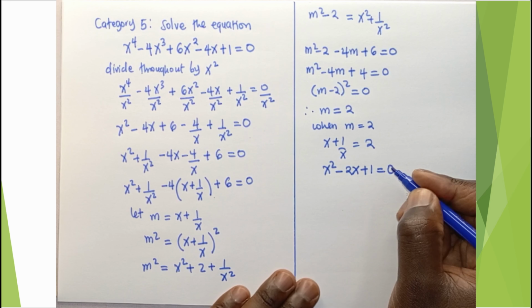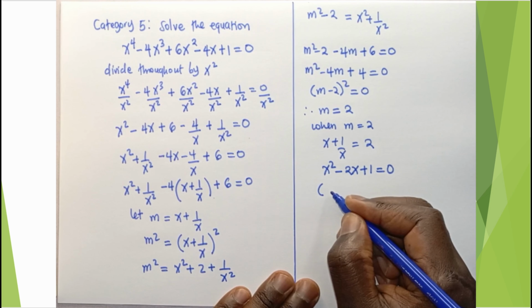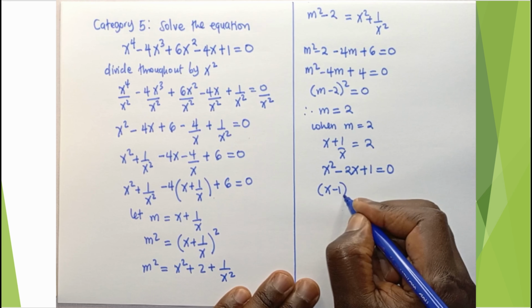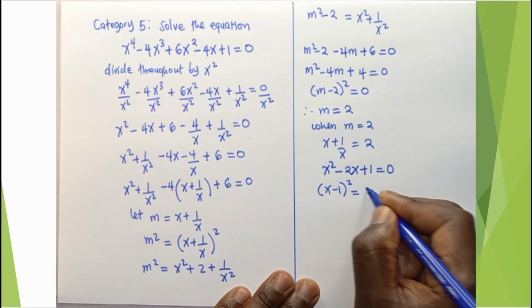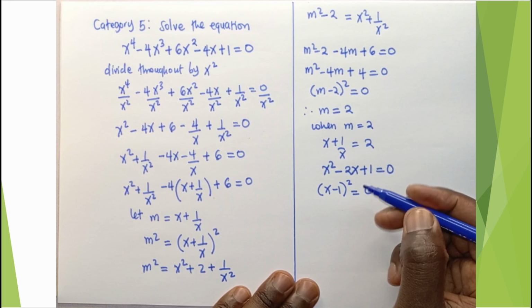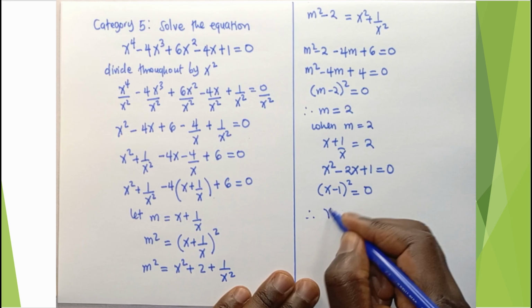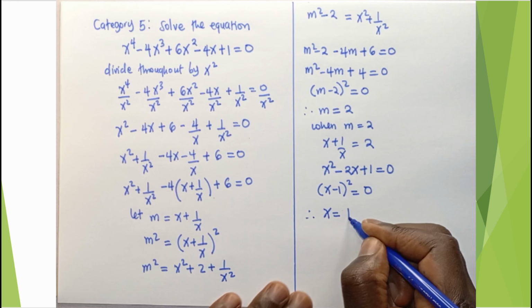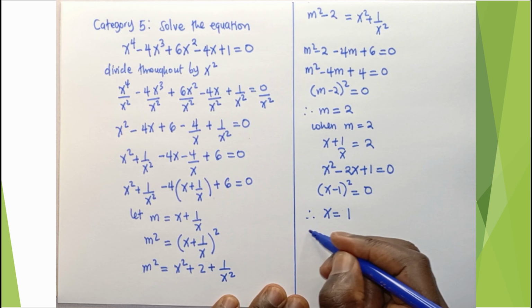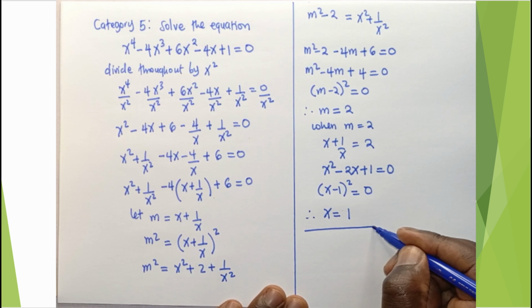So we have our quadratic equation. So we go ahead and solve it using factorization. So we have x minus 1 squared is equal to 0. Therefore our x value becomes 1. So the value of x that they told us to solve and get is actually 1.